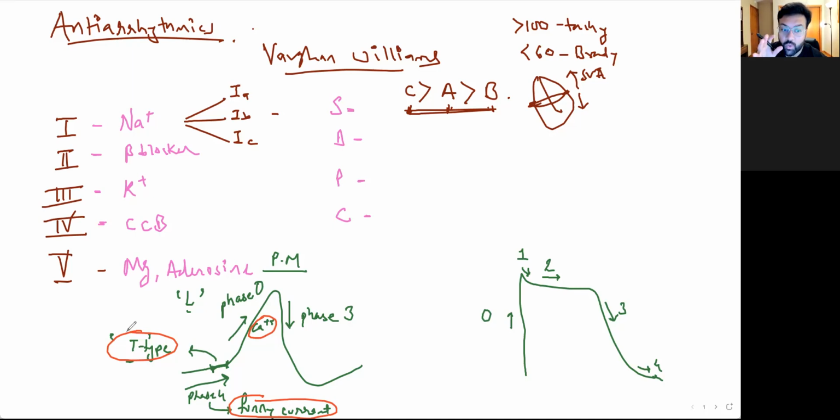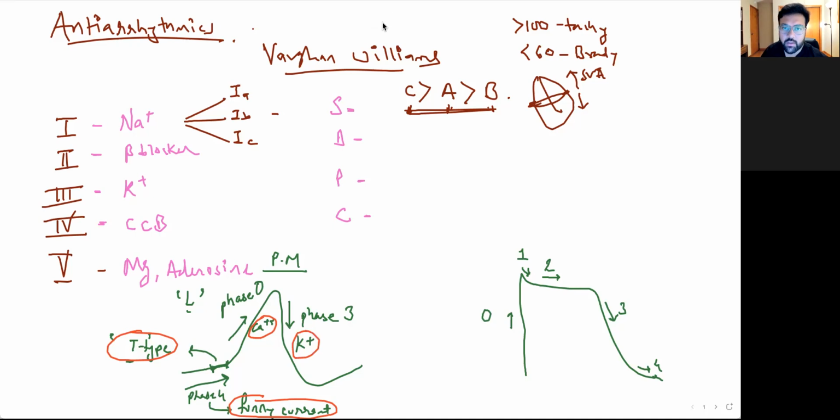That's why I'm focusing on why these channels are important. Now, this is the T-type calcium channel. That's like the last part of phase 4. Phase 0 is the influx of calcium through the calcium channel, and phase 3 is just the efflux of potassium. That's phase 3.